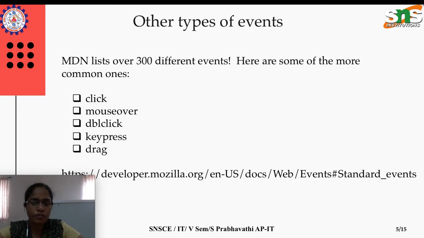And moving on, discussing other types of events. As we have seen already, intrinsic event attributes like onmouseover, onclick, ondblclick, onkeypress. Those are intrinsic event attributes. Here MDN, which stands for Mozilla Developer Network, provides around 300 different varieties of events, and here I am listing only a few events like click, mouseover, double click, key press, and drag. If you want to know each and every event that is supported, you could visit this link to learn about all the different types of events supported by the DOM.